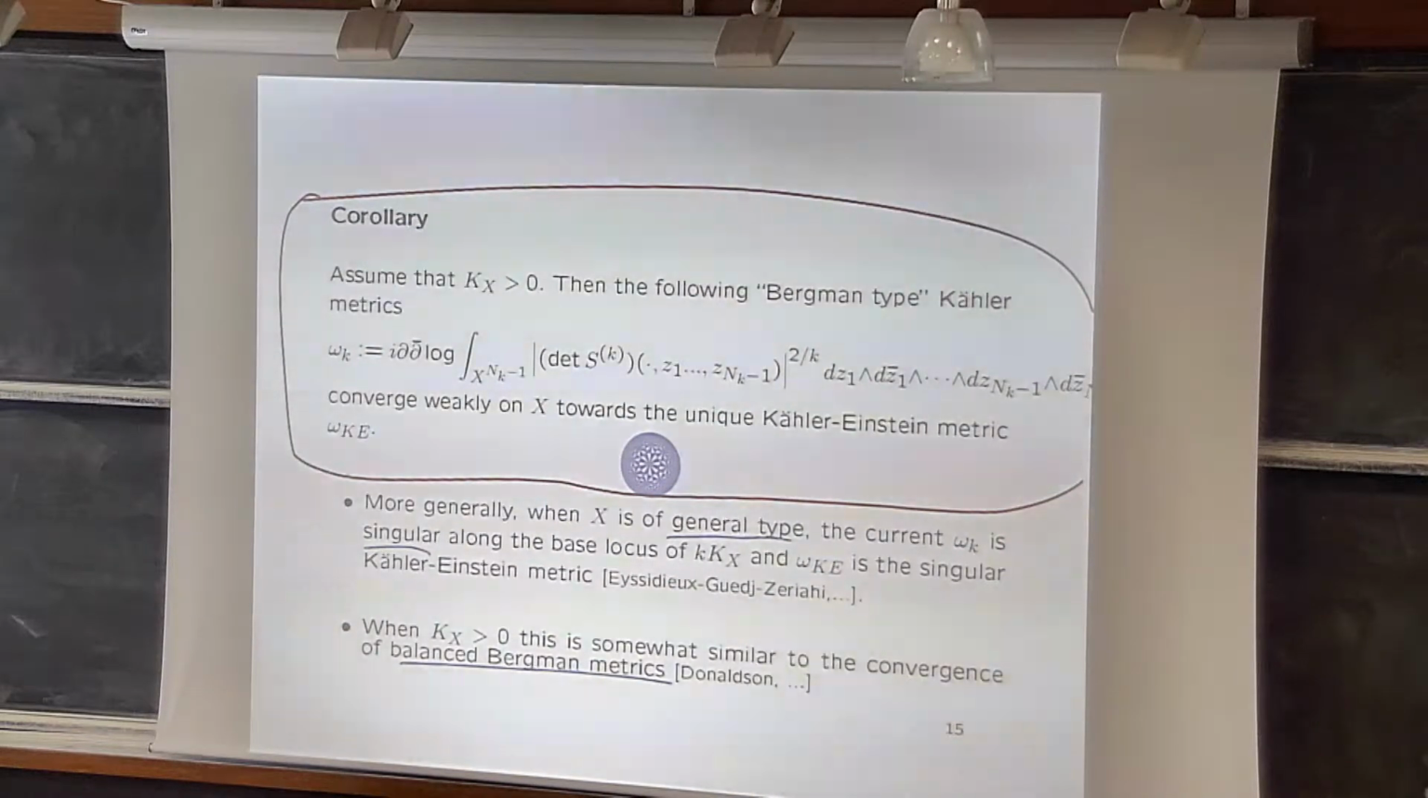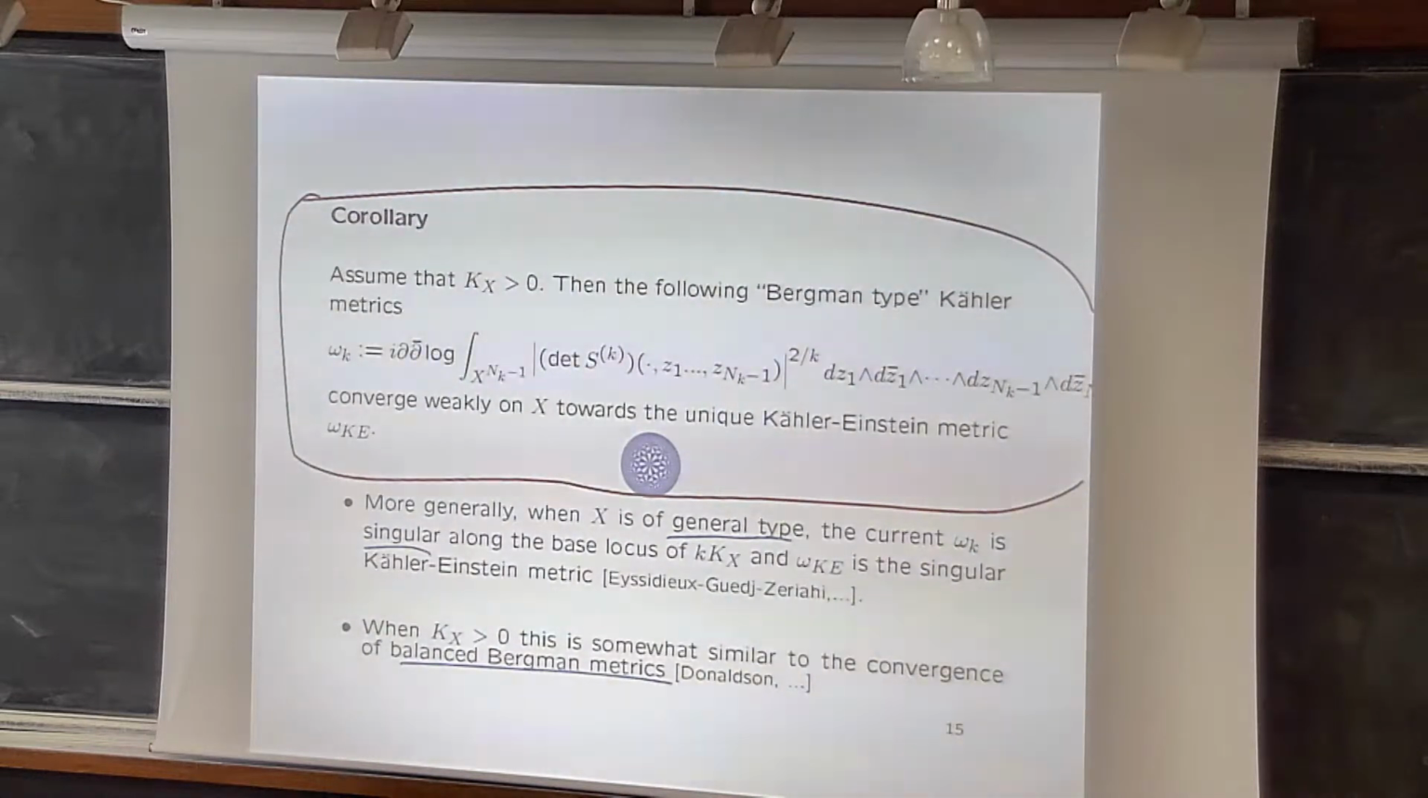And then more generally, it even works. That's one of the good news of this probabilistic approach. When it works in the simplest setting, then it works in the singular setting as well, because it's sort of robust. So it really also works in the case of a variety of general type. Then these currents are Kähler currents, which are singular on the augmented base locus, or the base locus, rather. But they really converge to this canonical singular Kähler-Einstein metric, which was first constructed, I believe, by Eyssidieux, Guedj, and Zeriahi. And then there's been a lot of work, as you know, on these things.